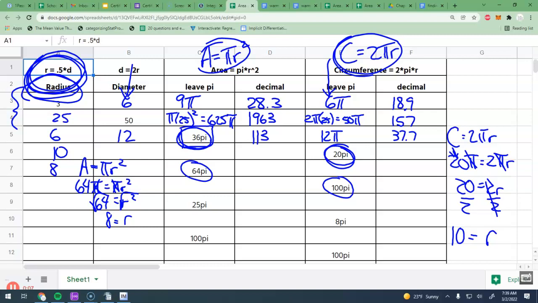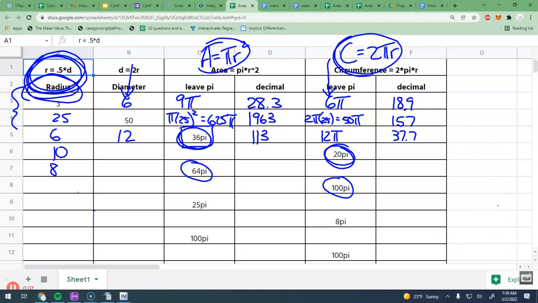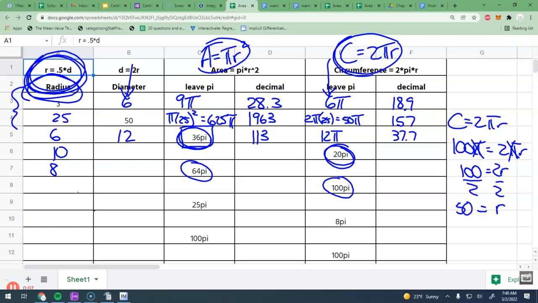Is that alright for that one? Then I'll do one more. So if the circumference is 2 pi r, and the circumference is 100 pi, we can set those equal. So I know circumference is always 2 pi r. In this case, they're telling me circumference is 100 times pi. So I can set those two equal, and then once they're equal, I can see there's a pi on both sides, so they go away. So 100 equals 2r. Divide by 2. And r equals 50.